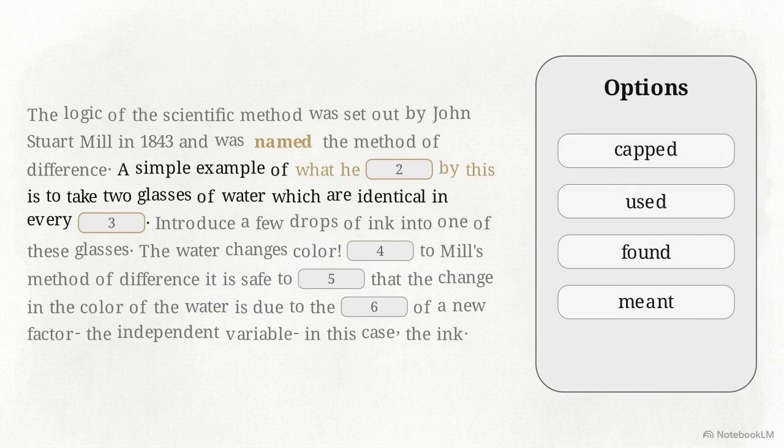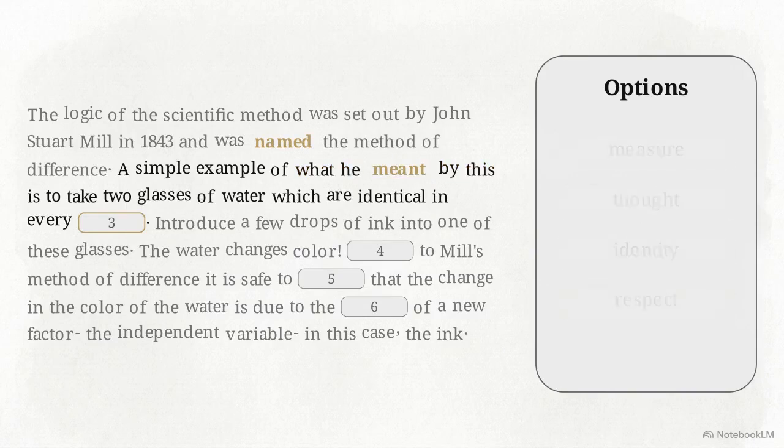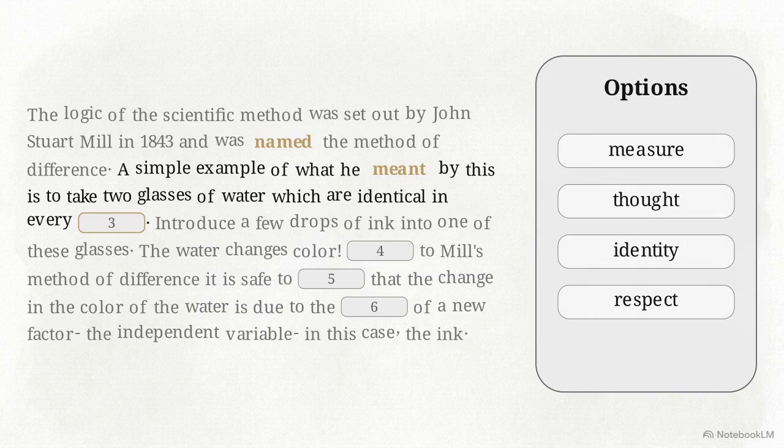This is a fixed phrase that always appears together. Look at the fragment, "What he blank by this." In this context, meant is the only word that completes the intended logic. Blank 3 presents a deliberate trap.